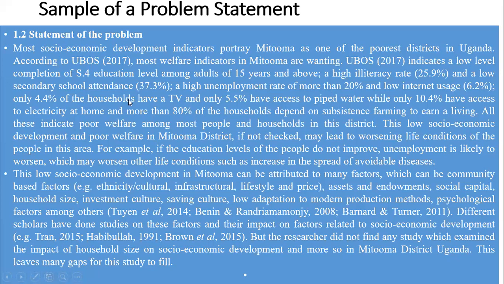This is that very few households have a TV. Very few have access to piped water. You can see the figures have been given. Few have access to electricity at home. They depend on subsistence farming. So when you see these indicators, they are indicators of people or households which are poor.